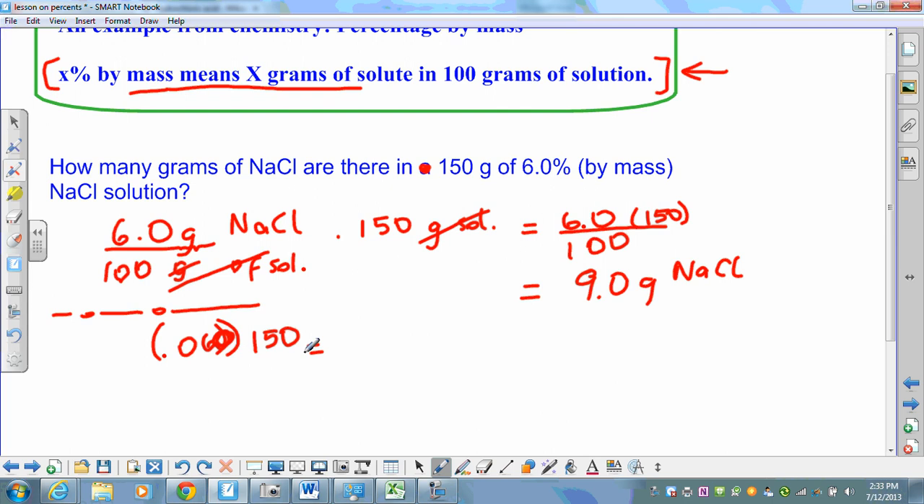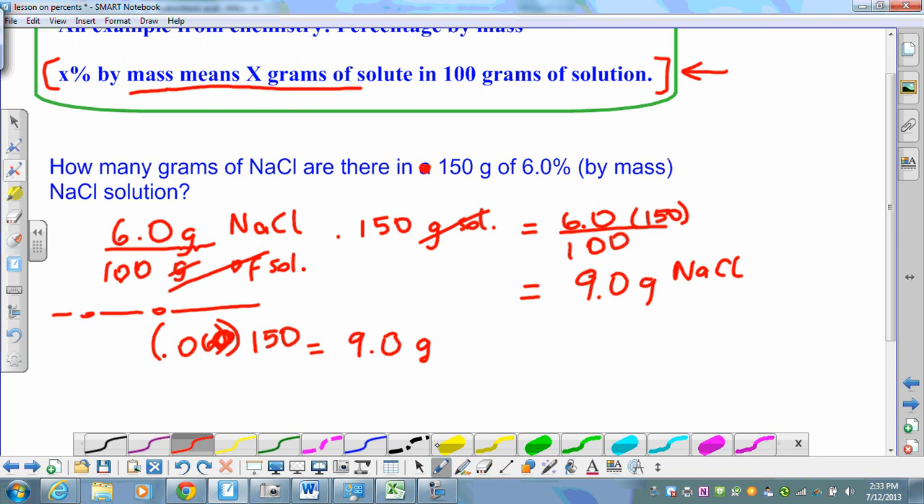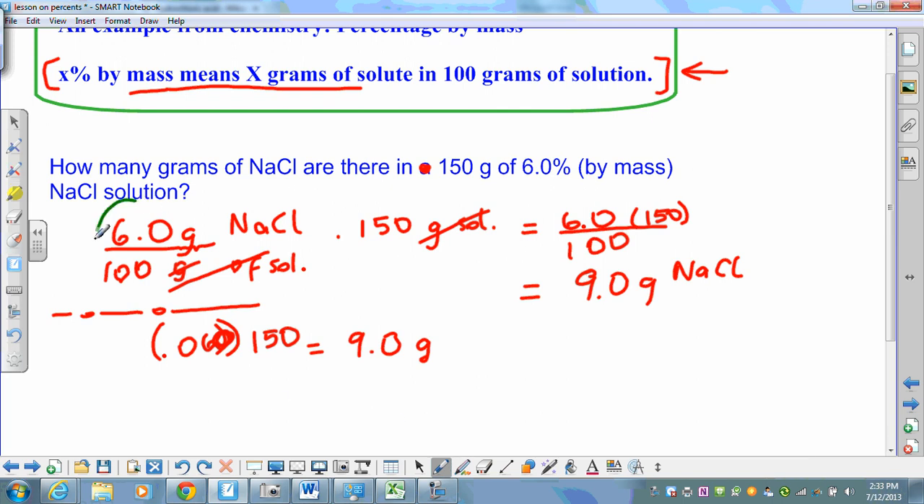And that turns out to be exactly 9. And because we have 2 significant figures, we leave the answer as 9.0. So in one situation, we use the fractional approach, which looks like a conversion factor. And in the other approach, we use the decimal approach, but either way we do it, we get the same final answer.